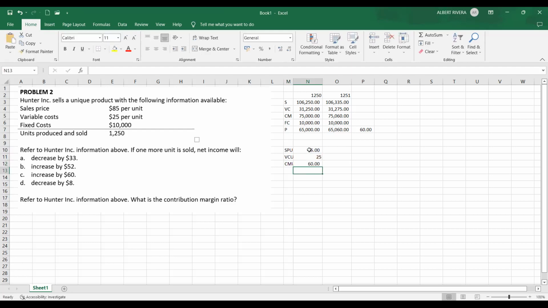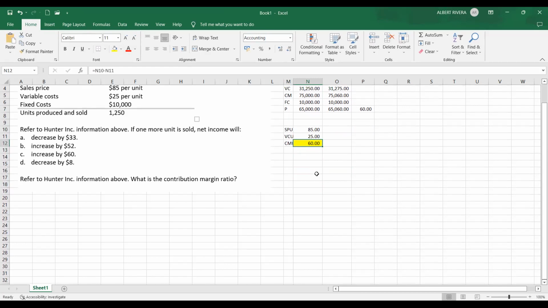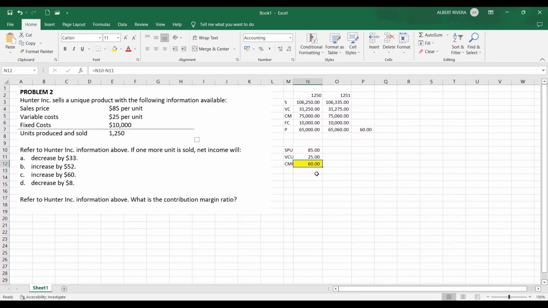Okay, 60. Therefore, a one unit equivalent, that should always be equal to your CM per unit. Meaning, if this is the level of sales now, and you will produce one unit more than 1,250, the change in income will always be related to the change in CM. So here, if there would be a movement of one unit from the 1,250, you will just multiply 60 times 1. So the change in net income now will be 60.